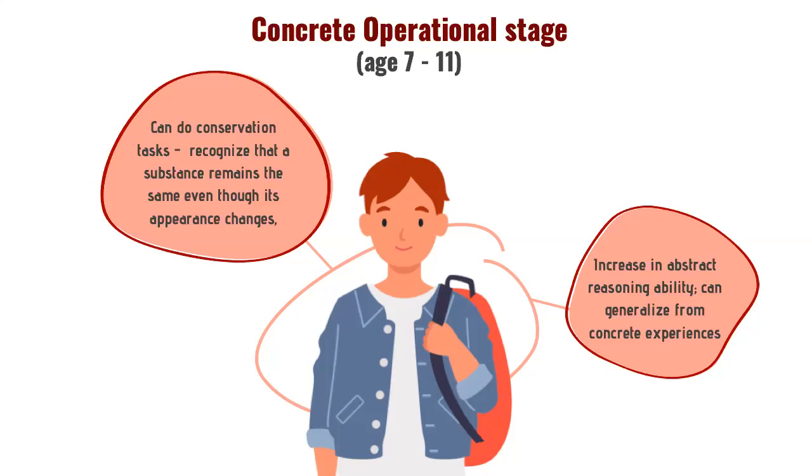Especially in terms of mathematics ideas, they are able to know certain conservations, some changes in the use of shapes for other purposes, for other levels of learning. So they are able to differentiate that. In this stage, the child increases their abstraction reasoning and their ability to generalize from their concrete experiences. So they are able to know abstract ideas, such as colors that can represent moods.